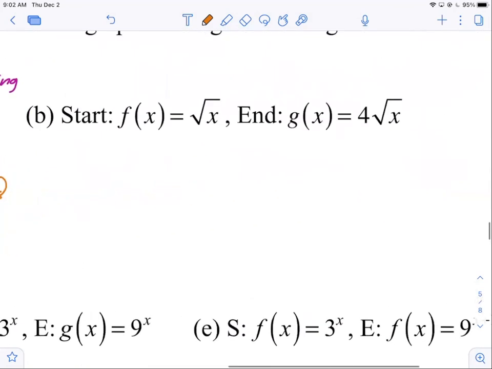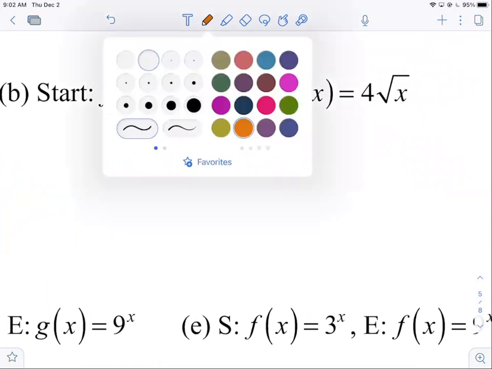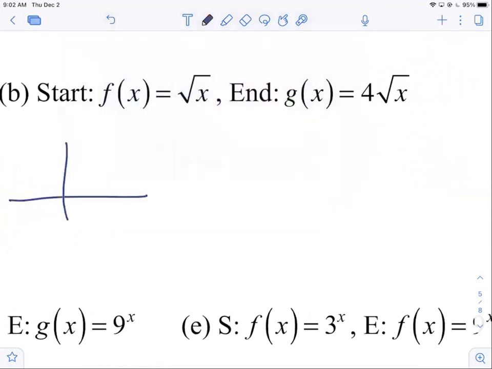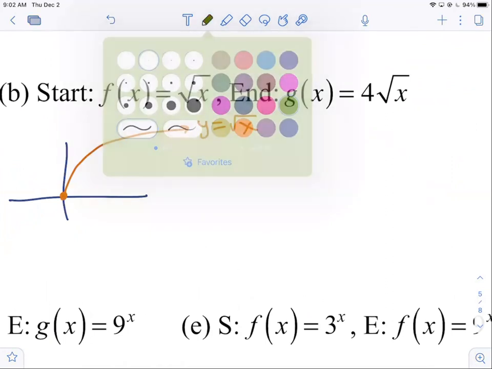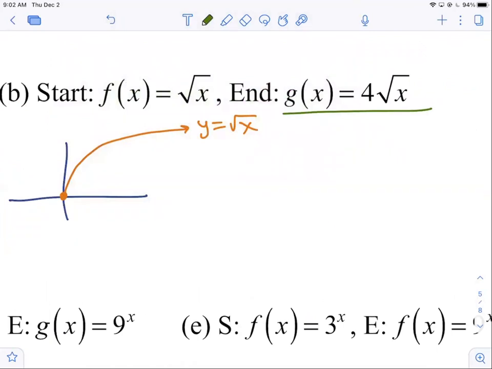All right. Let's do it again. We're starting now with the square root of x. Let me just sketch that. We'll do that in orange here. There's y equals the square root of x. Now, what I want to do is create this new equation, g of x, that's 4 times the square root of x. Is this 4 inside or outside the square root function? It's outside. It's multiplied, so it's an a value. So that's going to be a vertical stretch by a factor of 4, right?